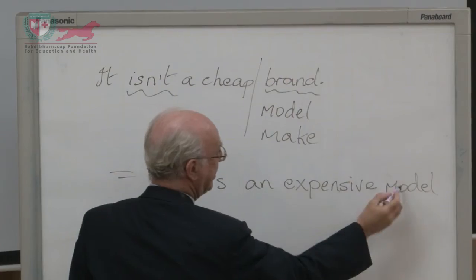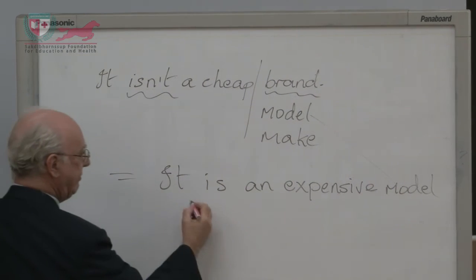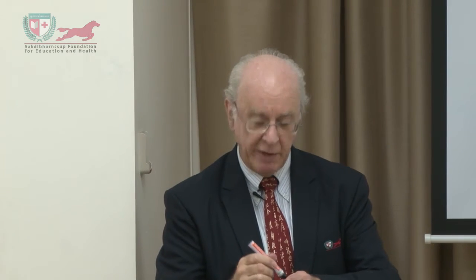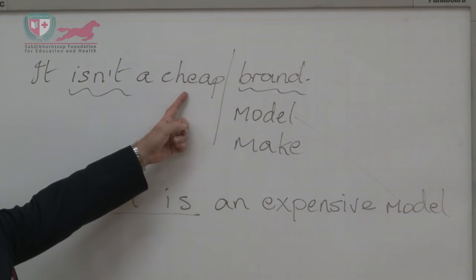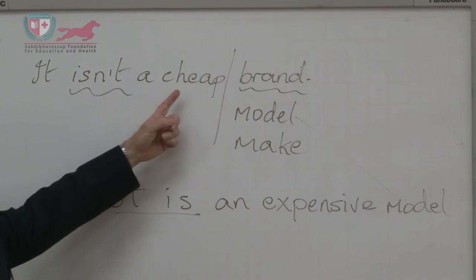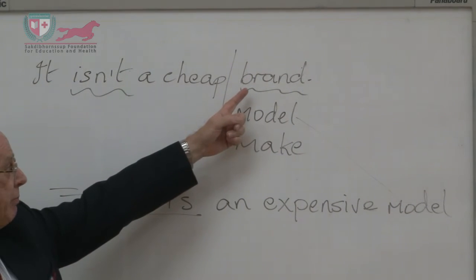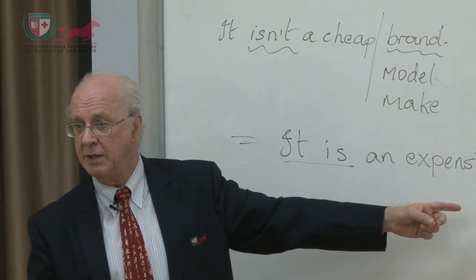now, there we've got the paraphrase for brand. Here we've got negative, and we're paraphrasing a positive, the opposite. And very often they do this for paraphrase. They give you the opposite. It means the same thing. They use a different adjective, but it means the same. It isn't cheap, it is expensive. It isn't a cheap model, it isn't a cheap brand, it is an expensive model, it is an expensive brand. So that's how that paraphrase works there.